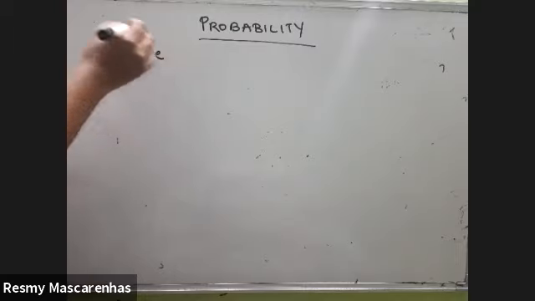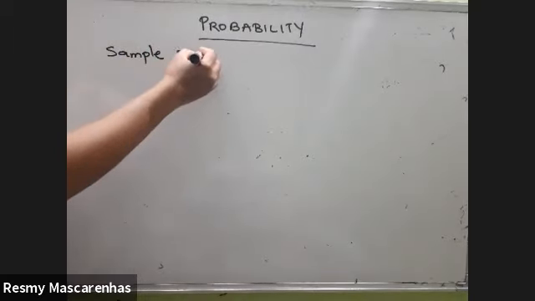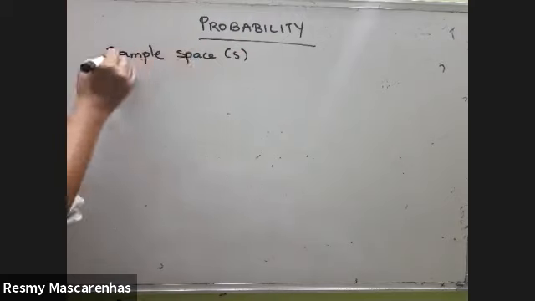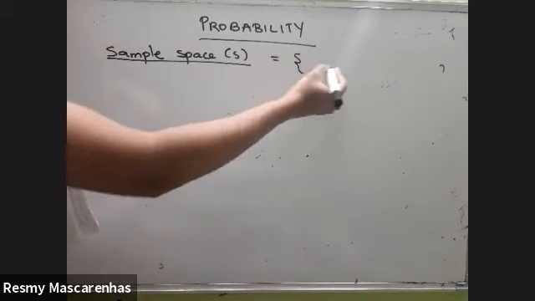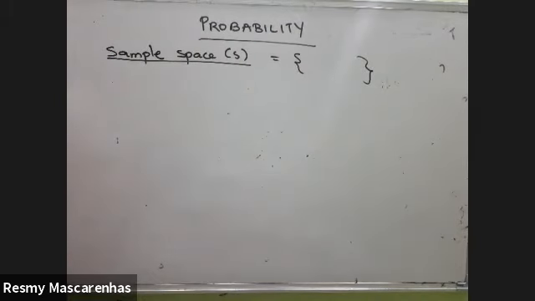I hope you all have the notes with you. Okay, this is a sample space. The definition is already given in the notes on page number 1. The sample space will always be written in the form of a set like this: a set of all possible outcomes of a random experiment.